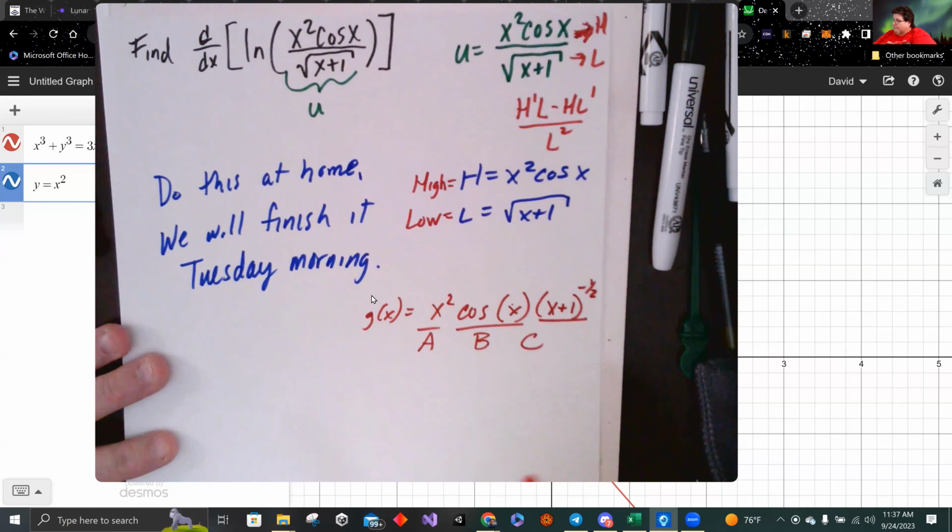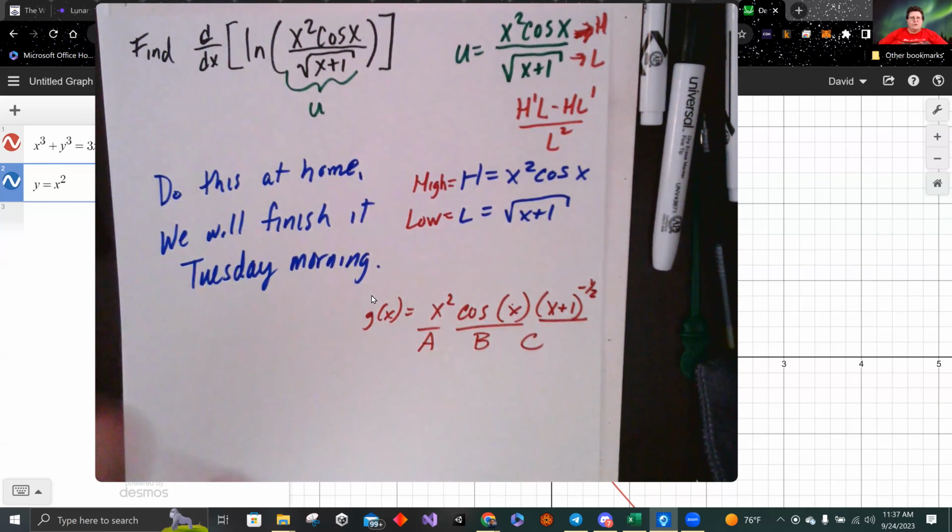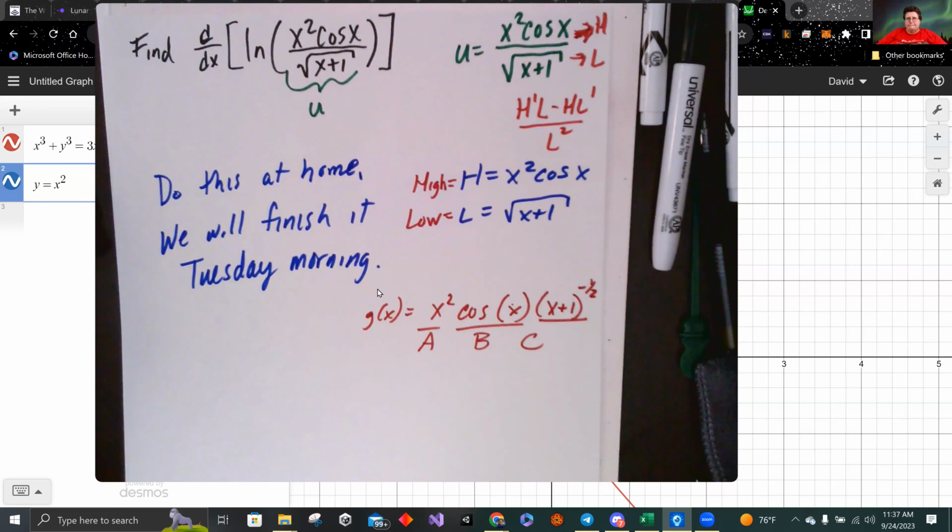So go ahead and try to solve this. We'll solve this first thing on Tuesday.